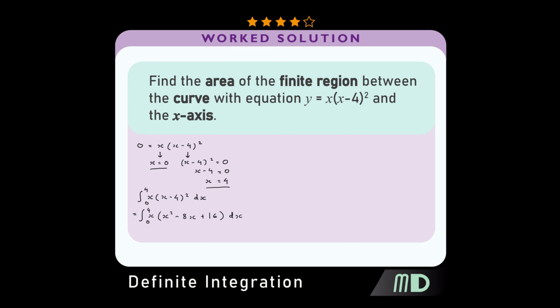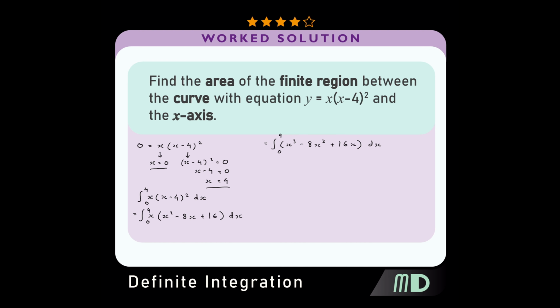We can also multiply x by every term inside the bracket, giving us the integral of x cubed minus 8x squared plus 16x with respect to x, between the limits 4 and 0.